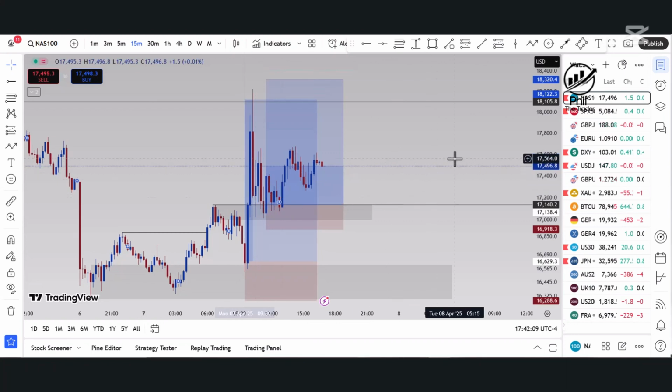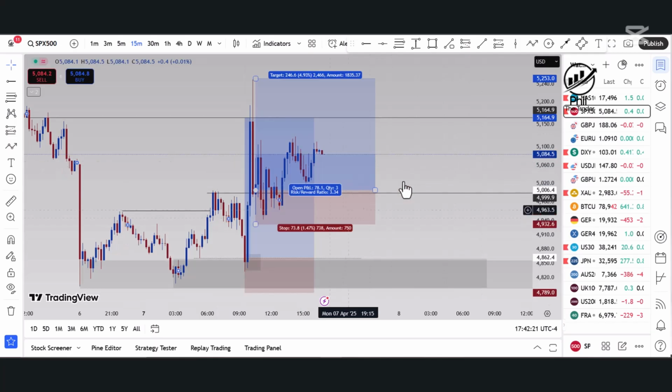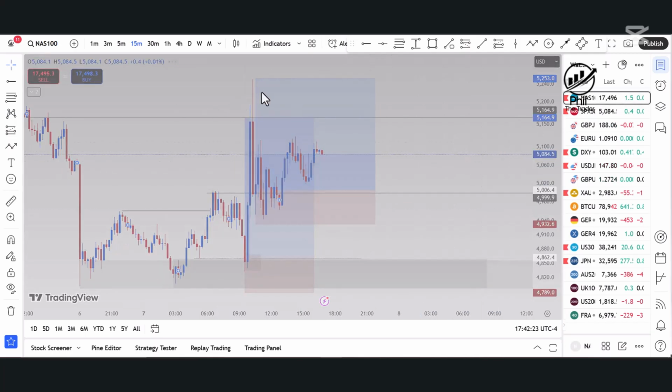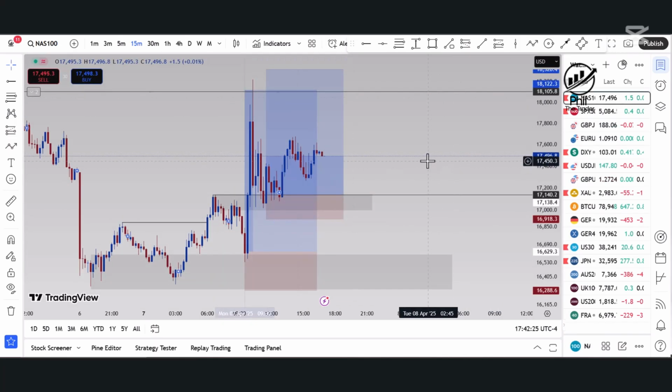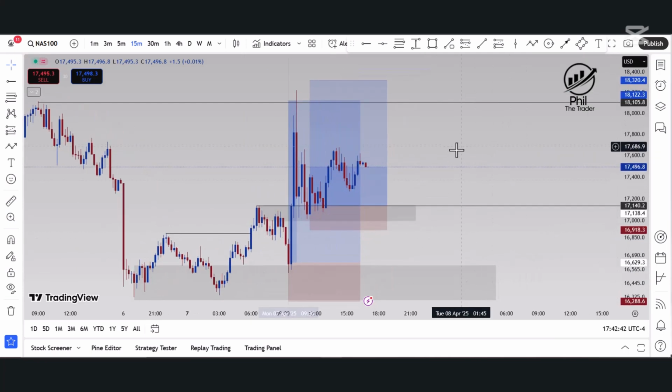And today we are about to talk about how I use market structure to take this particular trade on NASDAQ and S&P 500. You can see a similar trade, right? So we are going to use market structure. I use market structure in taking this particular trade, right? So today I'm going to teach you how I use market structure in taking this trade. So without wasting my time, let's dive into it.